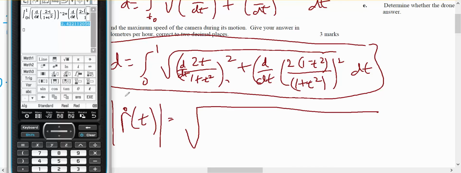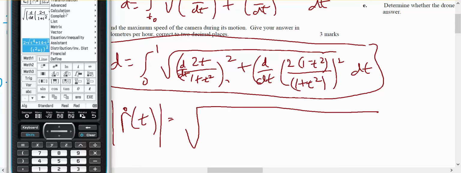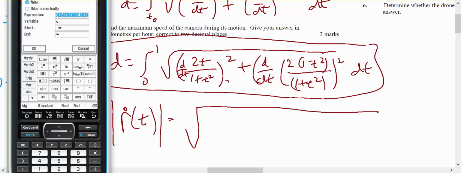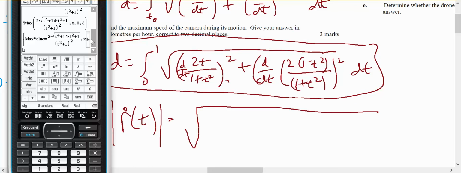So if I take my inside of this and also take the square root, that should be an expression for the speed at any particular time. And if I take that and go interactive calculation, fMax between 0 and 3, that's going to give you an expression of about t.